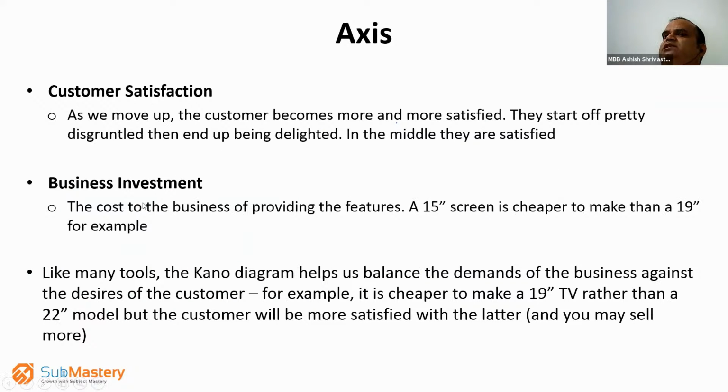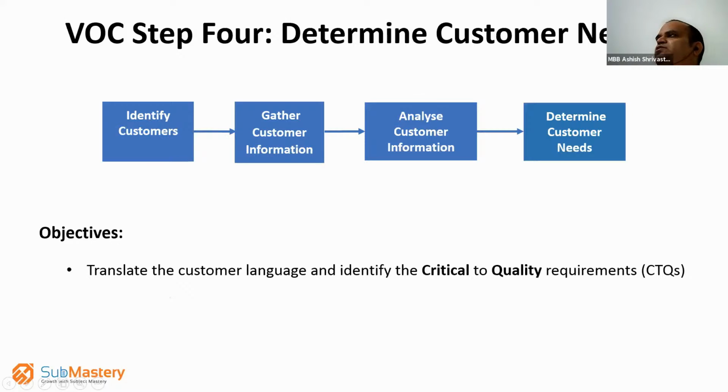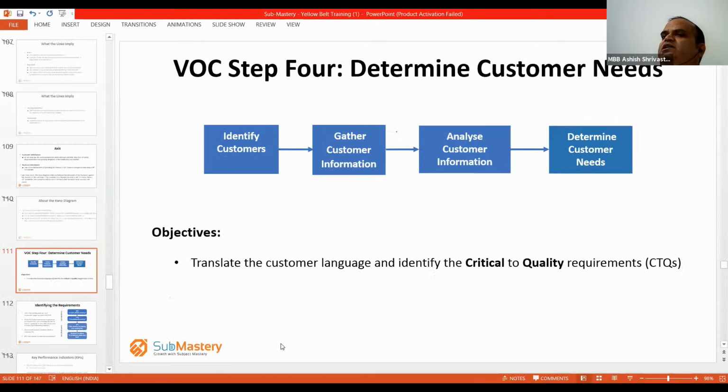This is the y-axis, and the x-axis is basically the execution, which is how you are executing your plans. So the Kano model, guys, is a very important model through which you are able to understand your voice of customers, what types of different customers you have, and how you can attract more and more customers.